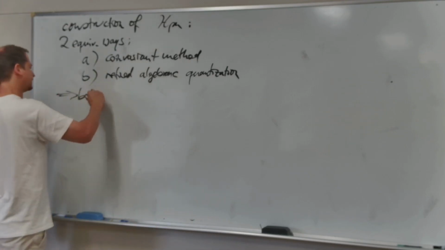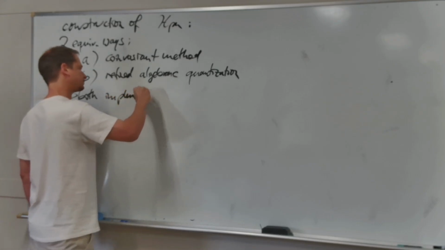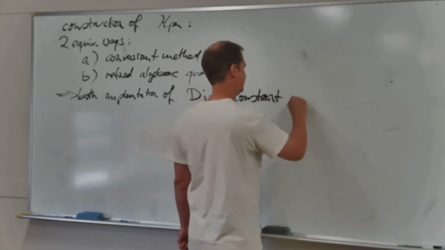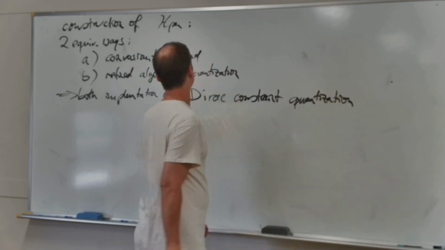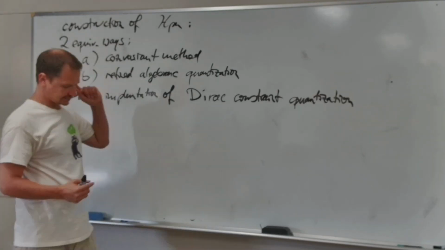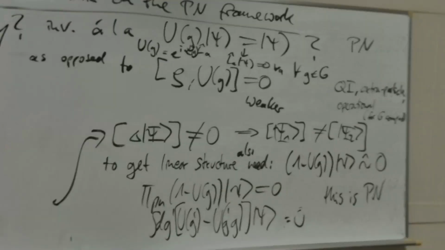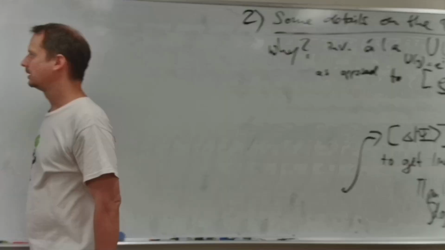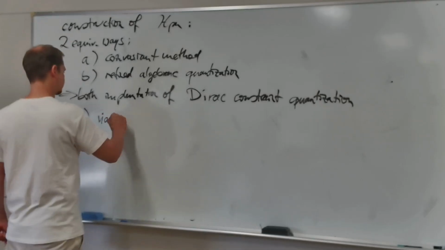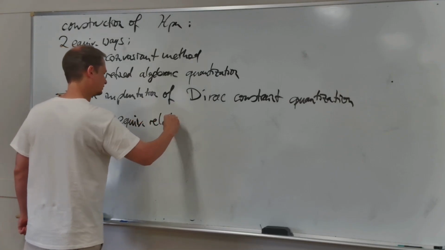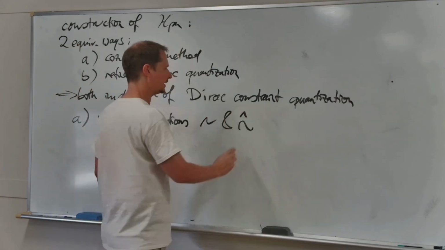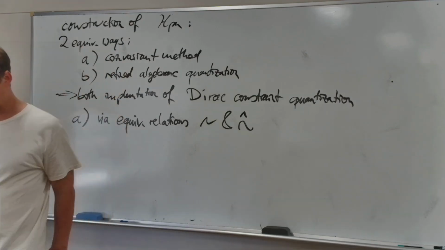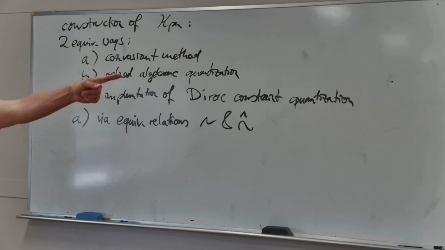Both are really an implementation of Dirac constraint quantization. The second one is essentially taking constraints and looking for the null space. And the first one is essentially what I just described before, taking equivalence classes. So equivalence relations are introduced. You're going to identify states if they're gauge related, and then you quotient the resulting space by the null states that come from this hatted equivalence relation.